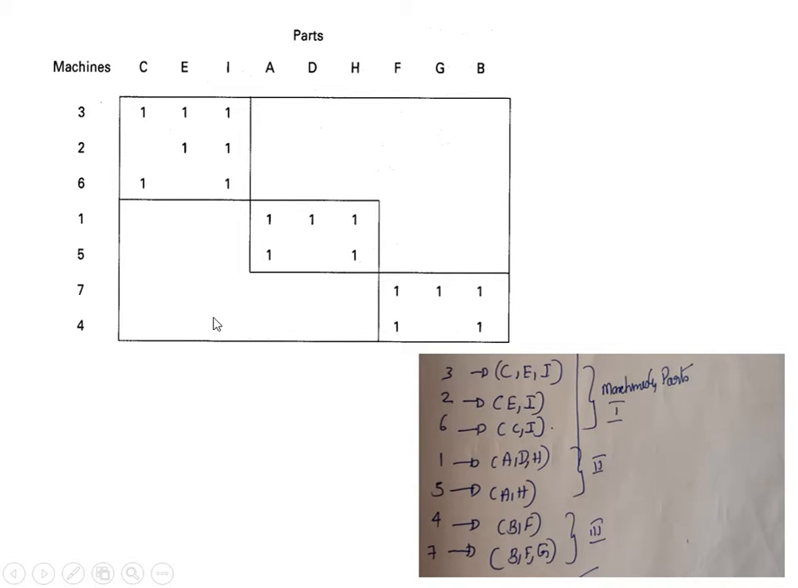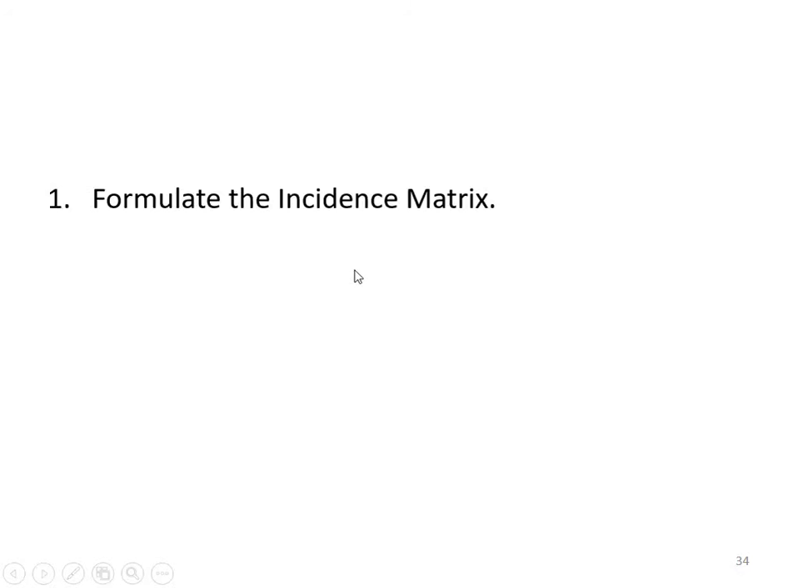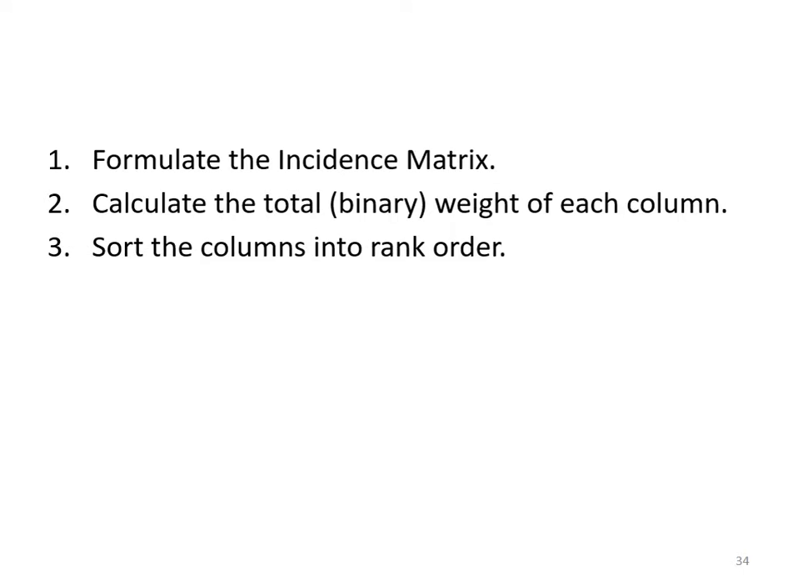In the same way, we will see how this particular process is going to be achieved in this sorting of machine cells of these production flow analysis charts. One method for this approach is King's algorithm, or we call this particular method rank order clustering. So don't get confused between these two. We may call it the King's algorithm or rank order clustering. These are the processes we need to follow.